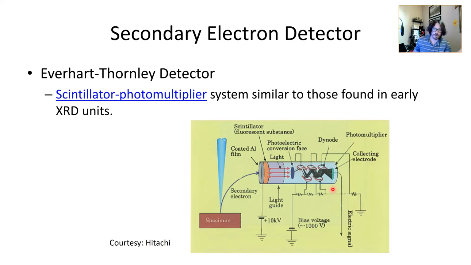1920s technology, photomultiplier tube, really cool. I always like staring at this and imagining the electron signal getting amplified. Scintillator photomultiplier system. Okay, scintillator here, photomultiplier here. Let's just talk about the scintillator photomultiplier system. Secondary electron detector, Everhart Thornley detector. In the previous lecture, I showed pictures of them. If you've forgotten what they look like, have a look at that previous lecture.